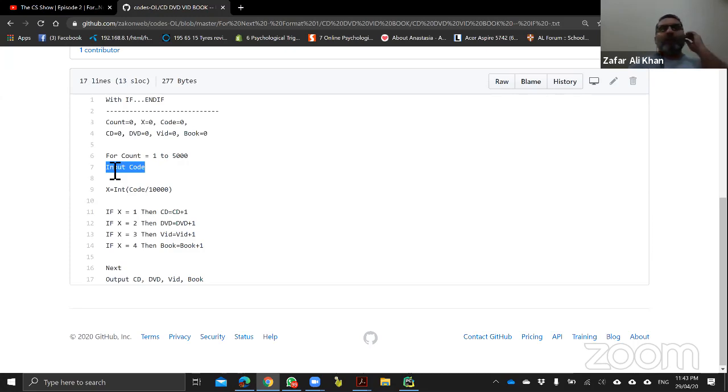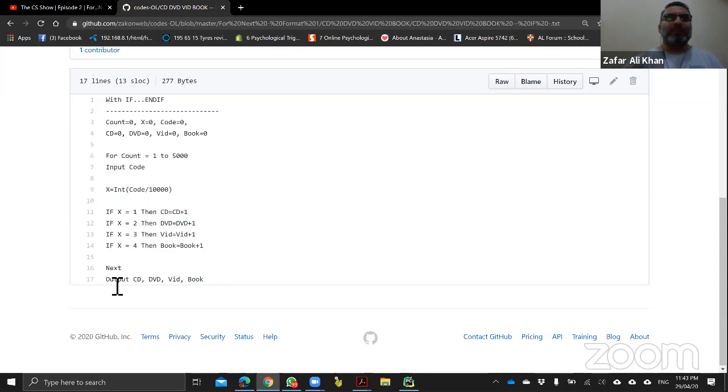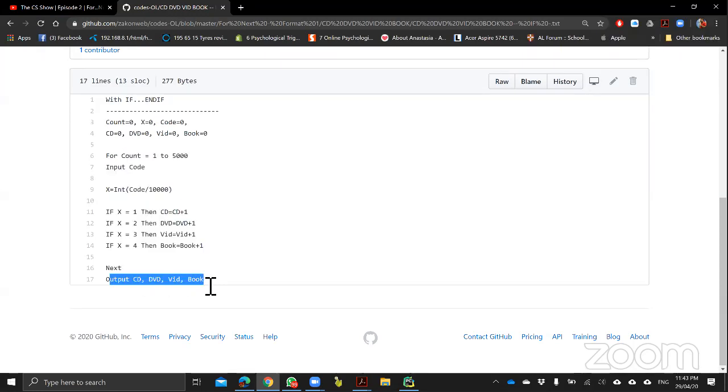Now we know that this code is of 5 digits, so we divide it by 10,000, and then we apply integer on top of it. So if x is 1, it means that it is CD, then we count into CD. The variable for CD count is CD. If it is 2, then it is DVD. If it is 3, it is video. If it is 4, then it is a book. And once all 5,000 CDs, DVDs, and books are covered, we will be having CD, DVD, video, and book output.